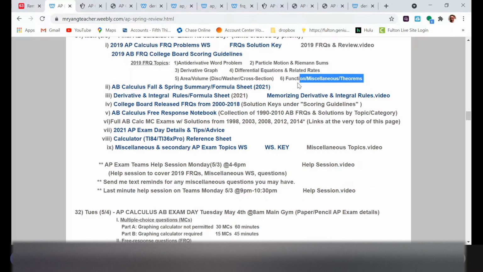And then functions, miscellaneous theorems. These are FRQs where it's just a random assortment of concepts. Sometimes they may give you a table of values, but they may be asking questions that could range from applying product rule, equation of tangent line, quotient rule, chain rule, L'Hopital's, various theorems, derivative of an inverse at a point. So it's just a hodgepodge of random topics inserted into this problem. We're going to see an example of that in number 6 here.